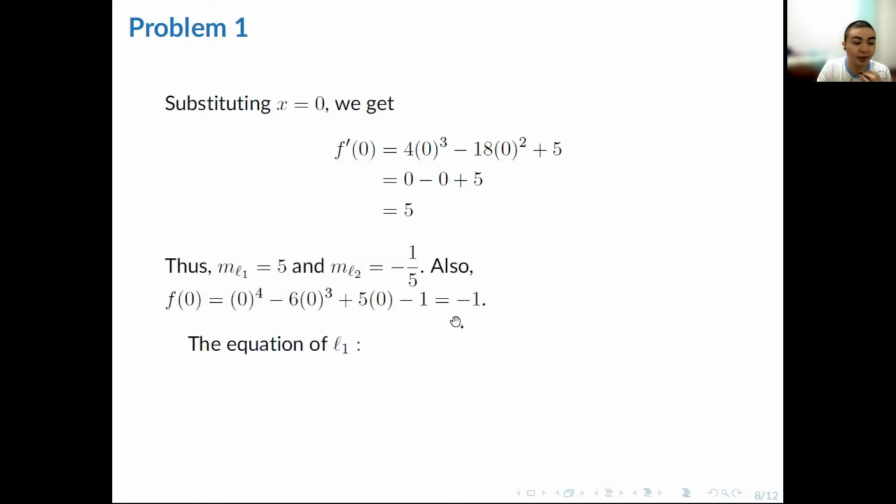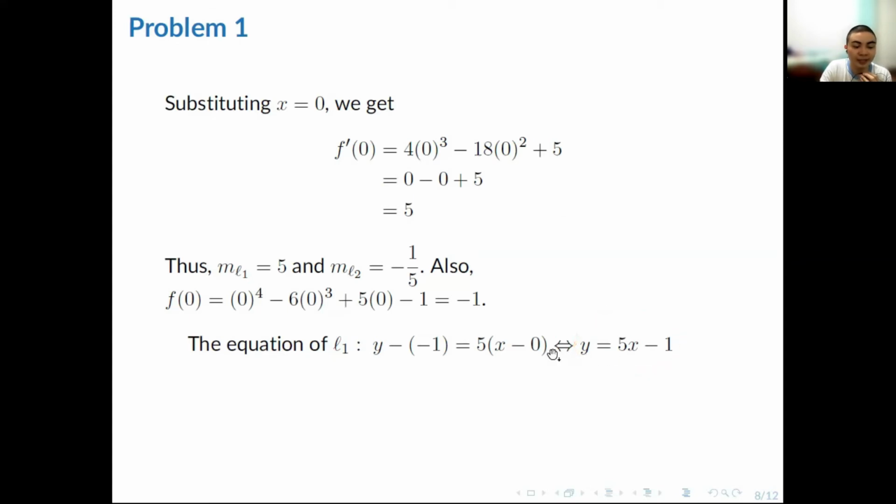The equation of L sub 1 or our tangent line is y minus negative 1, nanggaling siya dito, equals 5, which is the slope. Tapos x minus 0, yun yung x value natin. So by simplifying this, we get y equals 5x minus 1. So, ito na yung equation natin for the tangent line.